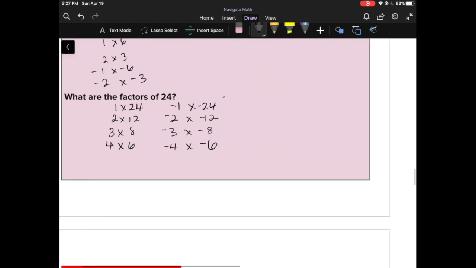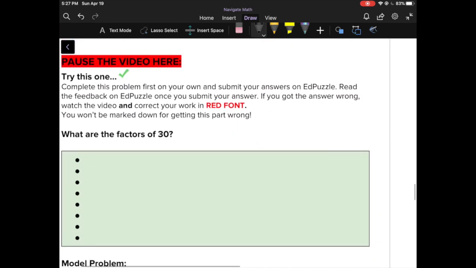Right. And I want to remind you that the negatives are factors too, because a negative times a negative makes a positive number. All right.